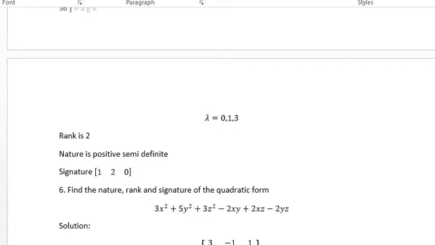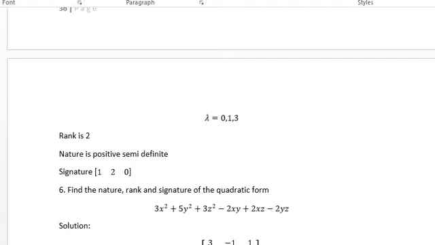So what is the rank there? The rank will be equal to 2, since at least one eigenvalue is 0 and the other eigenvalues, that is 1 and 3, are positive. We can say that the nature of this quadratic form is positive semi-definite.